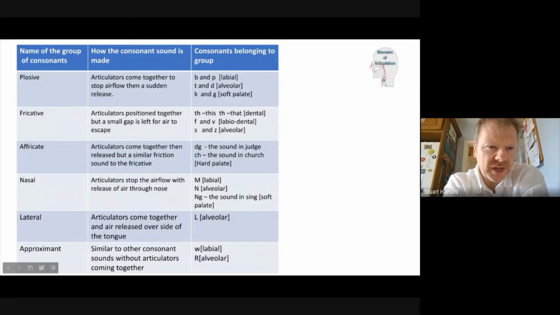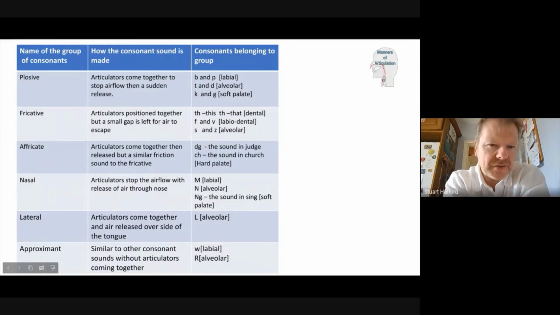If you think of the word explosive, that's a sudden explosion of air, and this is kind of how these sounds are made. So we've got b, p, t, d, k, g. If you say those, you can hear how the air is actually being suddenly released.